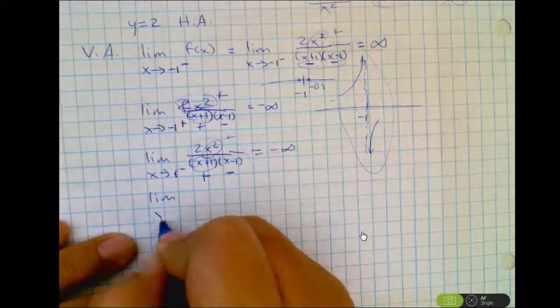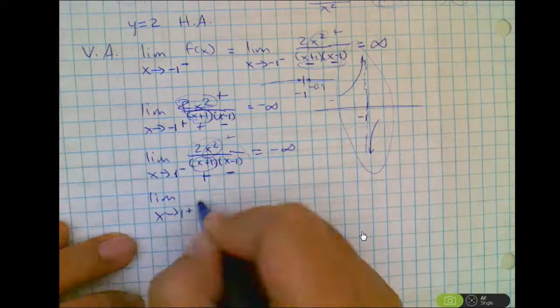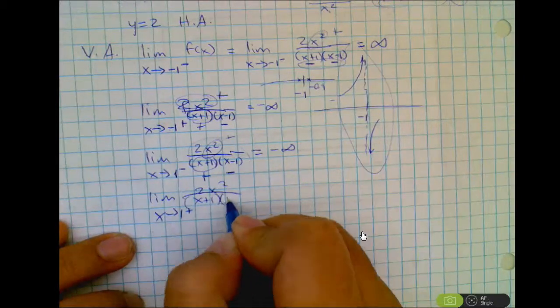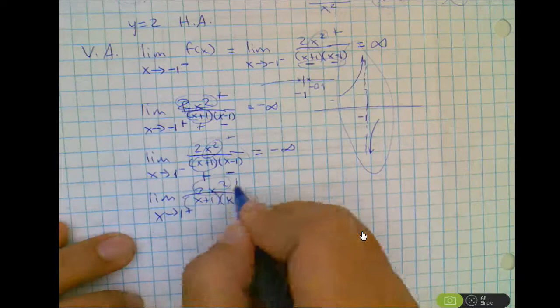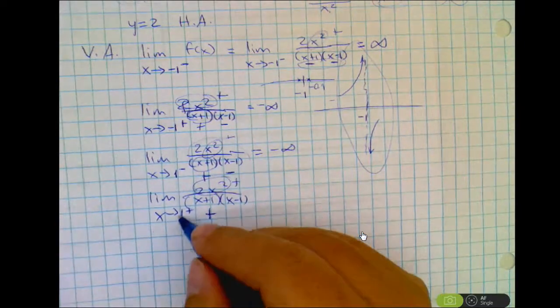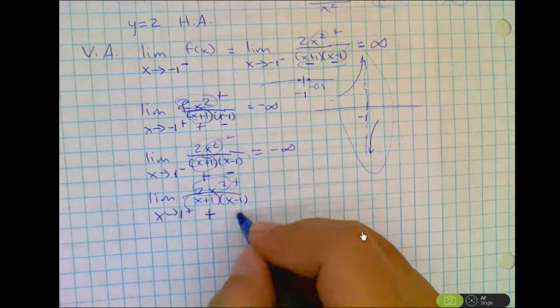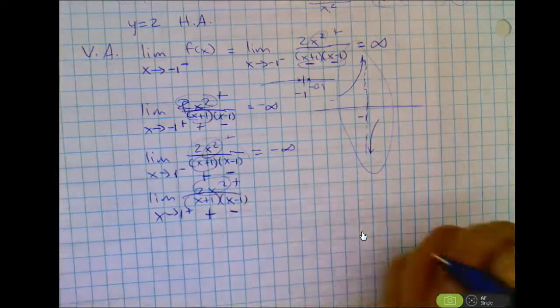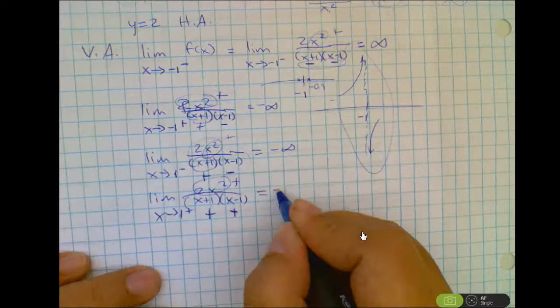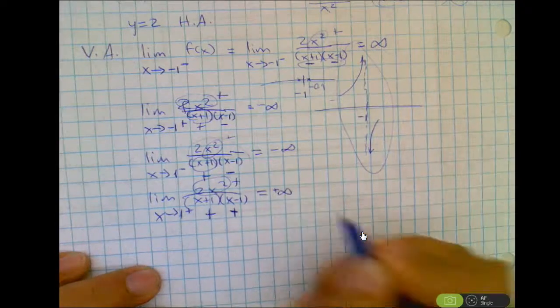And then the limit as x approaches 1 from the right of 2x squared over x plus 1, x minus 1. This is positive always. This will be positive. And 1 from the right, think of the number 1.1, minus 1 will be positive. I'm sorry, positive. So this will be positive infinity.